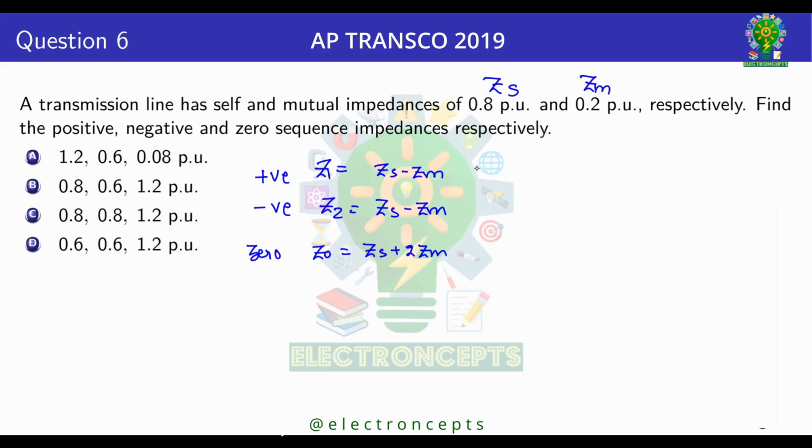By substituting Zs and Zm in this formula, we get the value of positive sequence impedance Z1 as 0.8 per unit minus 0.2 per unit, which is equal to 0.6 per unit, which is also same as negative sequence impedance, and zero sequence impedance Z0 is equal to 0.8 plus 2 into 0.2, which is equal to 1.2 per unit. From the options, option D is correct.